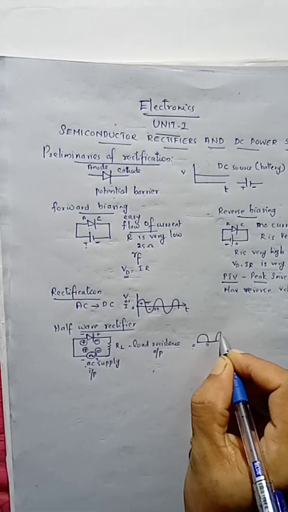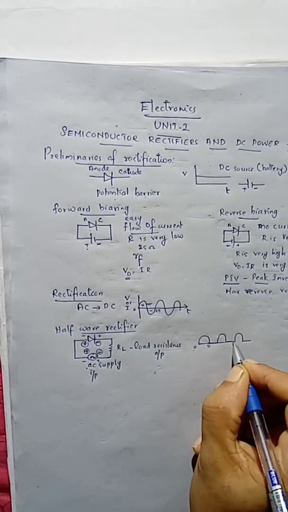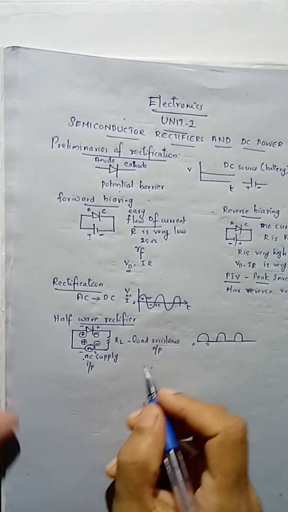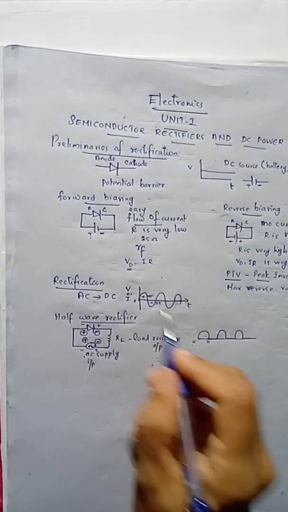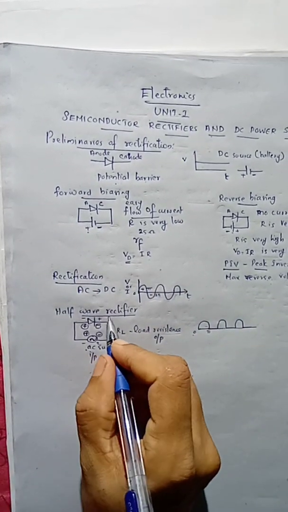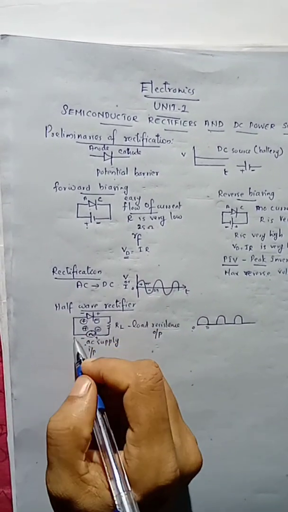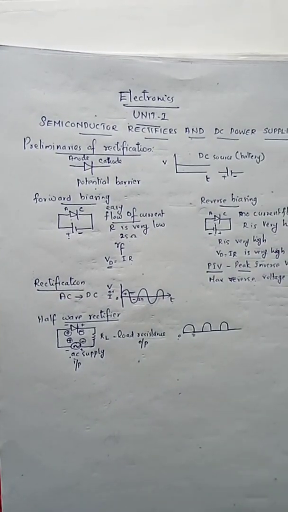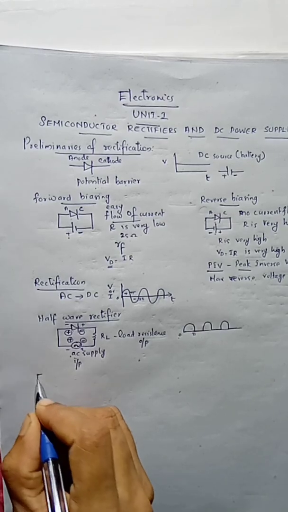So when the cycle repeats, this type of waveform gets repeated. Now since this diode conducts only during one of the half cycles of the input AC, this is known as a half-wave rectifier. We don't have this part in our syllabus, so we are dealing with the next type of rectifier, that is the full wave rectifier.